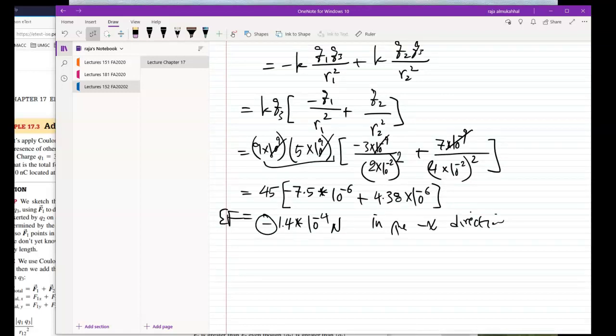Okay. One more problem. This one is a little bit harder, 17.4. It requires some trigonometry. And then I'll move on to the topic of electric field.